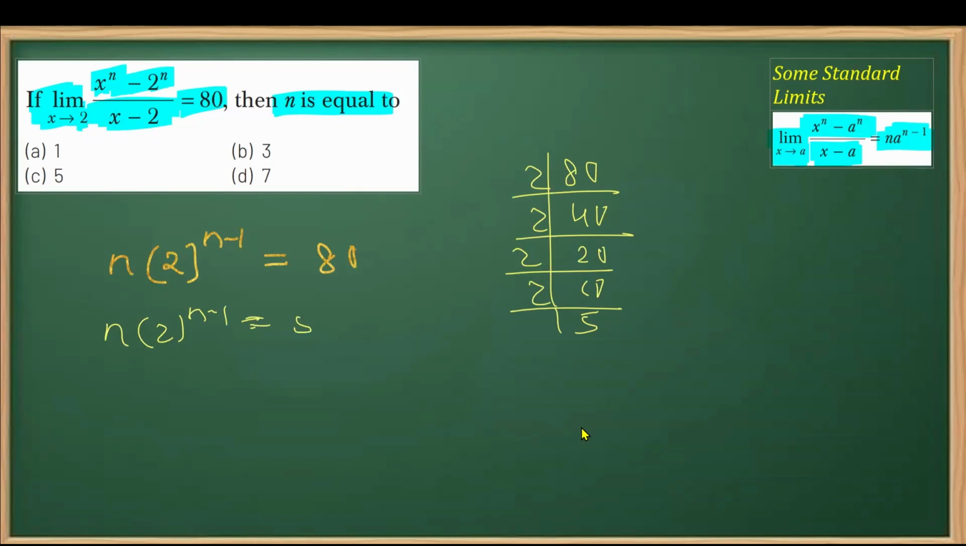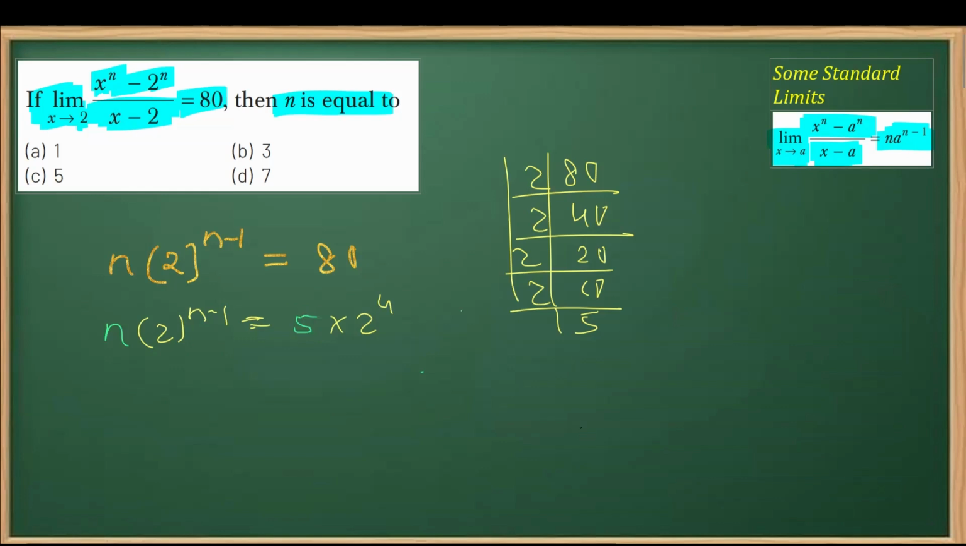I can write 80 as 5 multiplied by 2 raised to the power 4. Right, so we can compare. If you compare, what is n? From here, n is 5. Comparing these two, we can say n is 5.